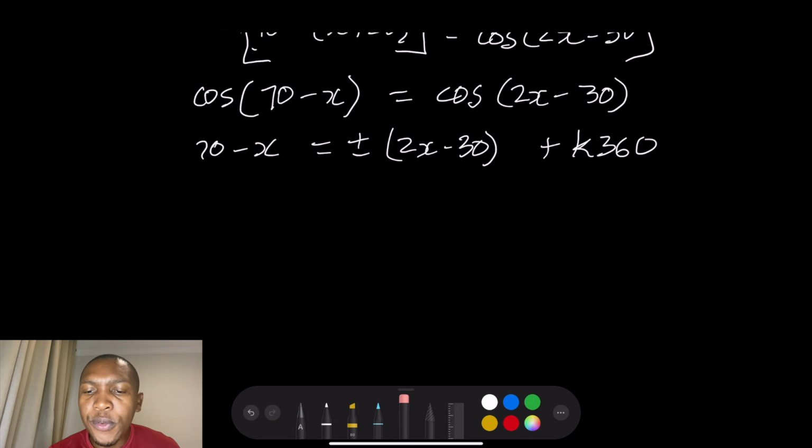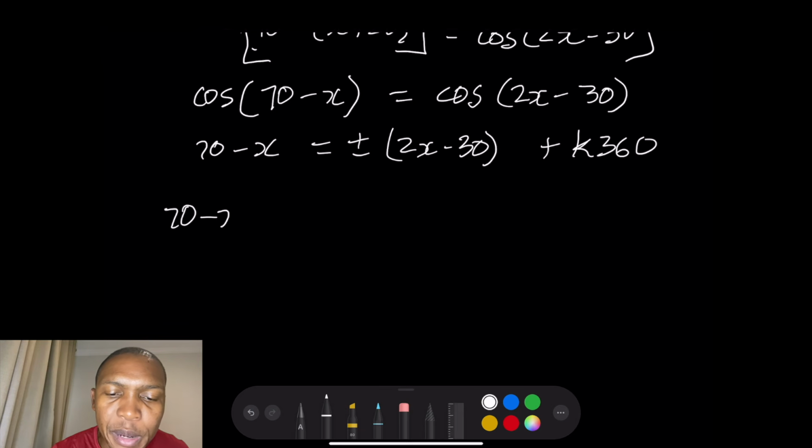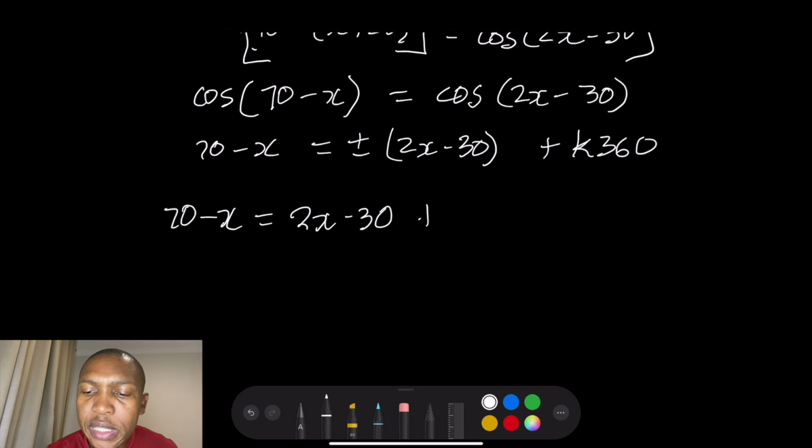All right, so now we've got 70 minus x is plus or minus 2x minus 30. So let's solve the first one. I'm sure you know how the cookie crumbles from here. So you've got 70 minus x is equal to 2x minus 30, plus k 360.